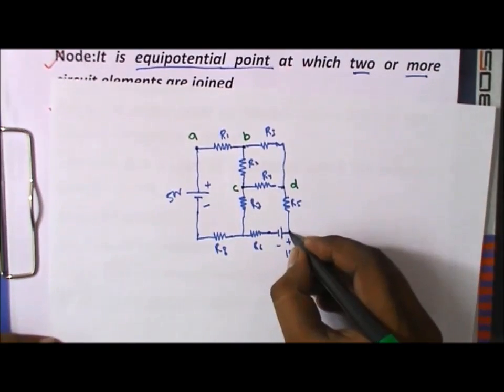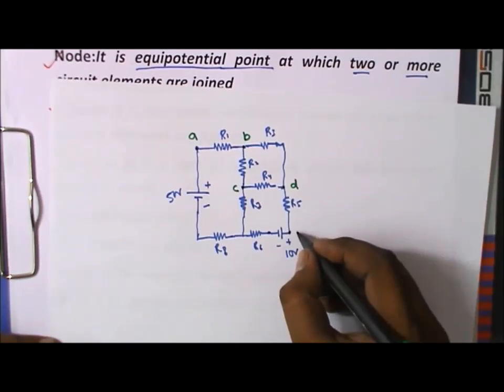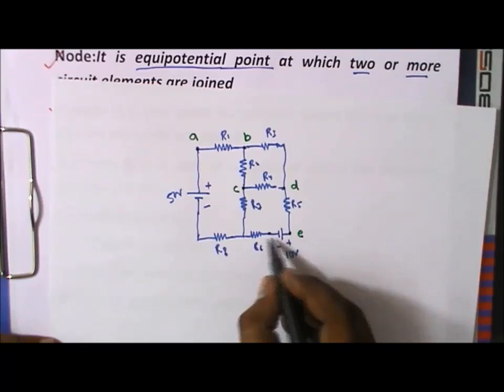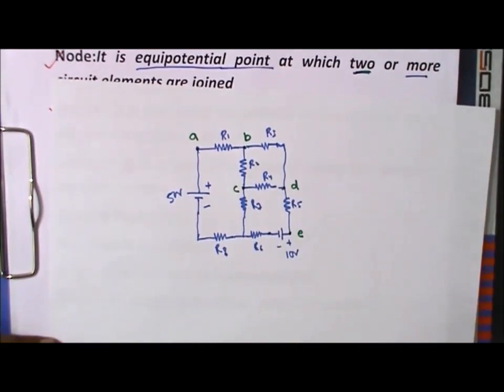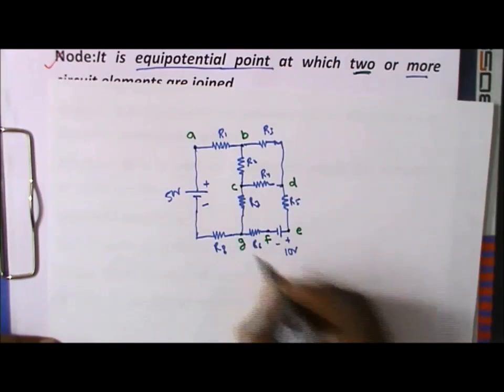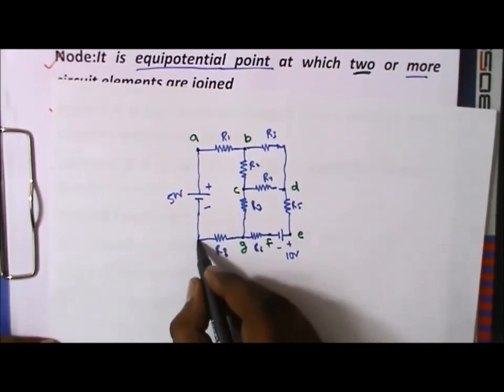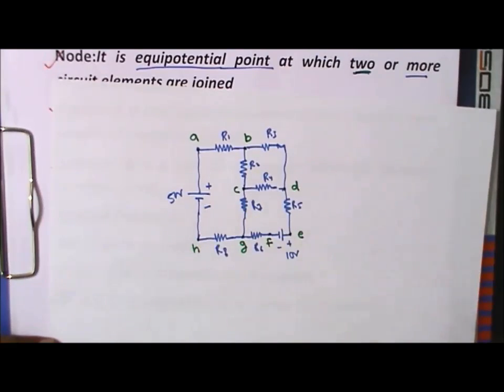This point is also a node because at this point the battery and this terminal are joined, so it should be E. This is a node because two or more resistances and this battery are joined together. F, E, F, G, this is a node, and this point is also a node because here the battery and the resistance are joined together.